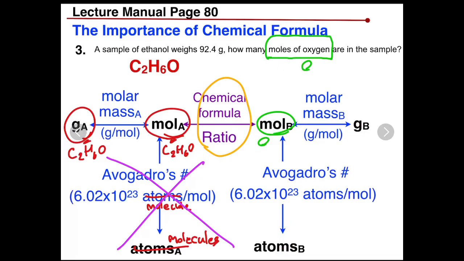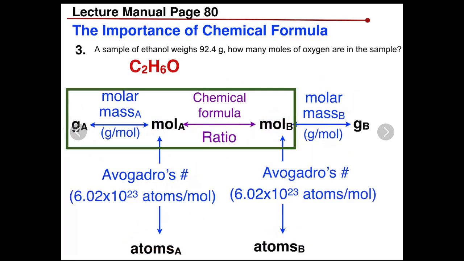Next, do we need to go to grams or atoms of oxygen? The answer is no, because we are asking for moles. So in this case, we are just going to stop right there, right? After you get moles of oxygen, that would be your final answer. So this would be the route that you will need to take.